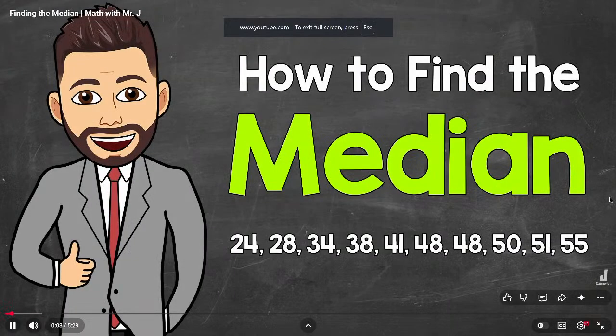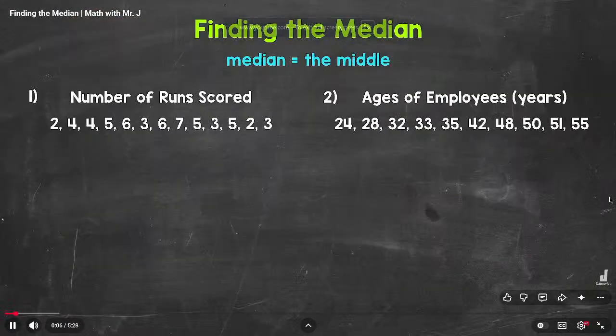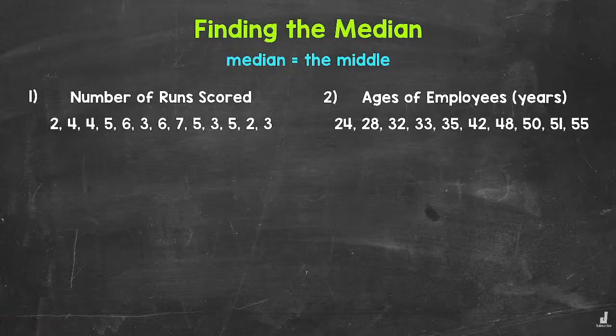Welcome to Math with Mr. J. In this video, I'm going to cover how to find the median of a dataset. Now, the median is the middle value of a dataset. The median is a measure of central tendency. Simply put, that just means that we are looking at one number to represent a dataset, to summarize a dataset. Think of it as one number to represent a list of numbers. Mean, median, and mode are all examples of measures of central tendency.